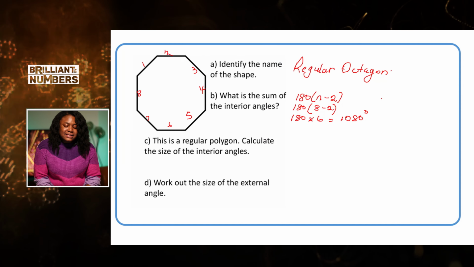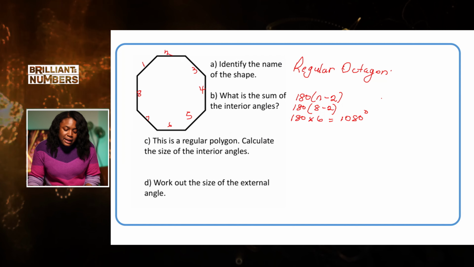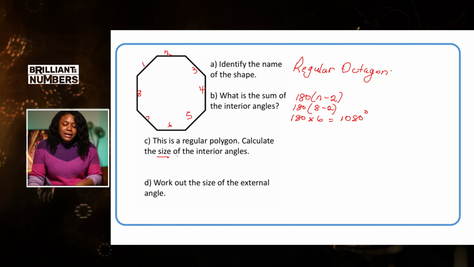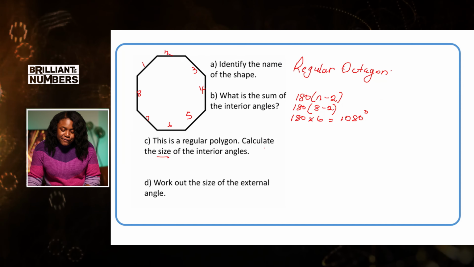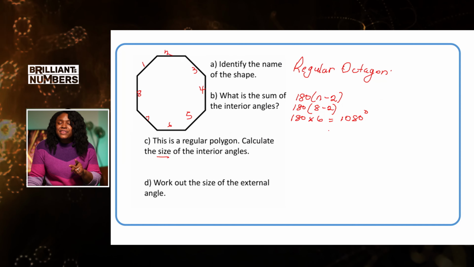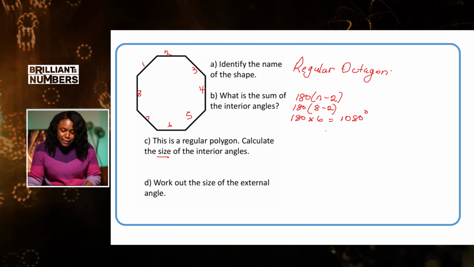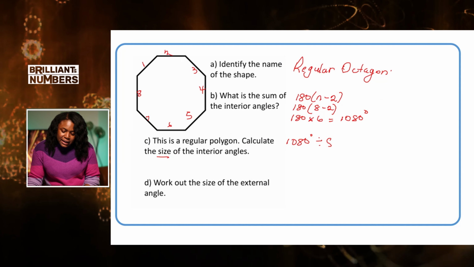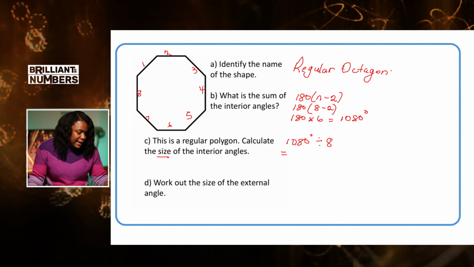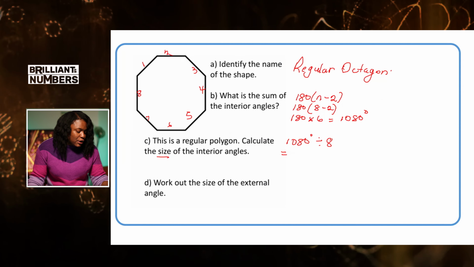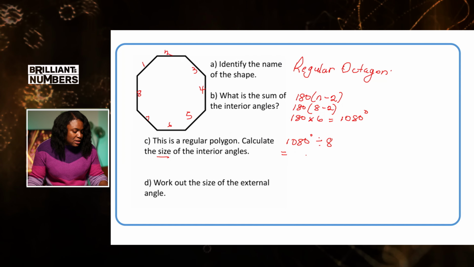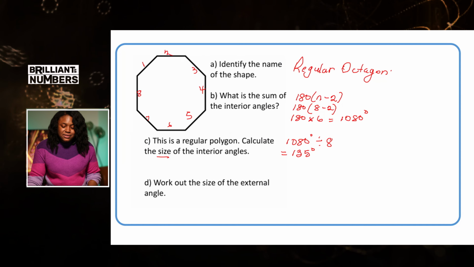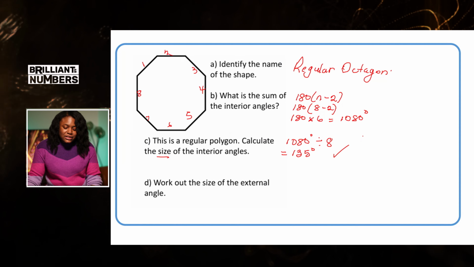Now calculate the size of the interior angles. Because we were asked to find the sum earlier, when you say the size of the interior angle, it means we need one of them. So we know all the angles add to 1080, and we know there are 8 of them. So it's going to be 1080 degrees divided by 8. Put that in our calculator again. 1080 divided by 8 is equal to 135 degrees.